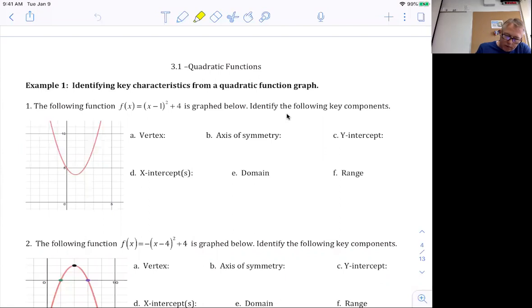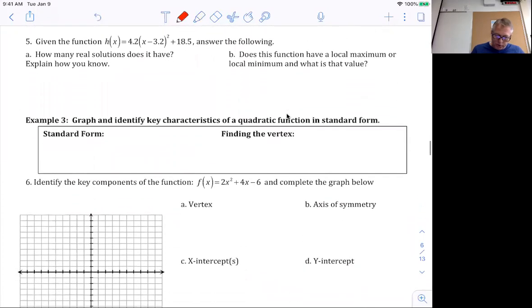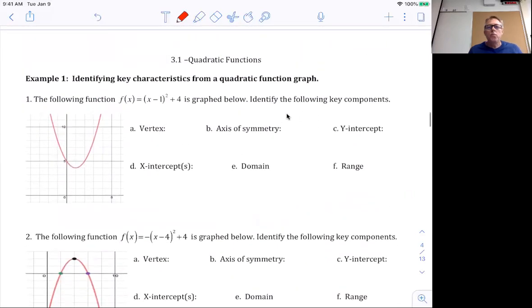So this equation, f of x is equal to (x minus 1) squared plus 4, that is in vertex form. As opposed to standard form, I'll get to that in a minute, but let me just scroll down to show you. This is standard form, okay? So when it's 2x squared plus 4x minus 6, that's standard form. This thing is in vertex form. And the reason we call it vertex form is because it's real easy to find the vertex.